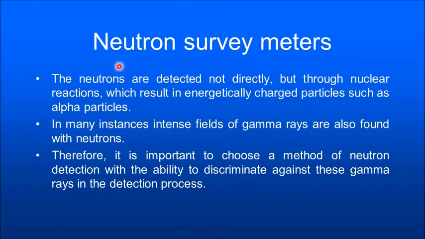As I said earlier in one of the slides, the neutrons are detected not directly, but through a nuclear reaction. That is what I called n-alpha reaction, where energetically charged particles such as alpha particles are produced. And the alpha particle ionization is what is measured. But in several instances, intense gamma rays are also found with neutrons. Therefore, your neutron detector should be able to distinguish between gamma rays as well as the neutrons. So it is important to choose a method of neutron detection with the ability to discriminate between gamma rays and the neutrons in the detection process.